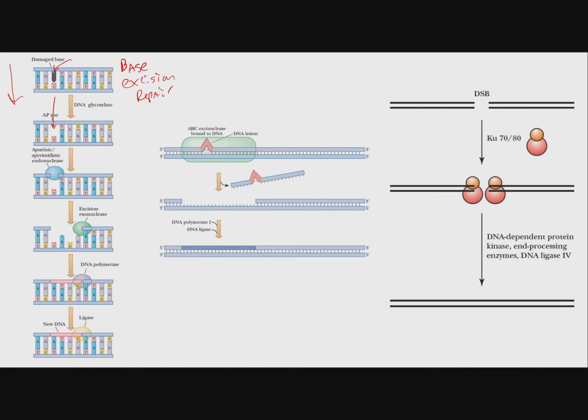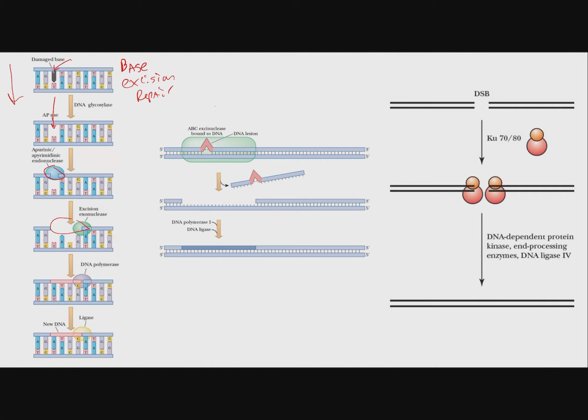Then the sugar and phosphate backbone are removed by an AP endonuclease. So we go in here and we actually cut out the backbone. Several more bases are removed by exonucleases. And then DNA polymerase 1 will come in and fill the gap, and ligase will seal the phosphodiester bond. So damaged base identified, removed, backbone removed, more room made, gap sealed. Base excision repair.